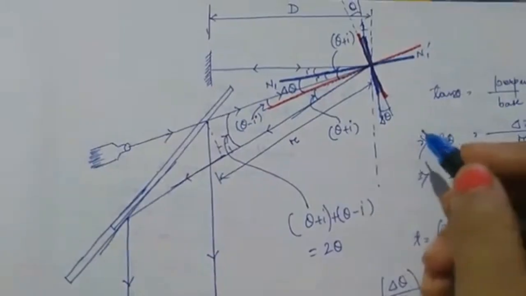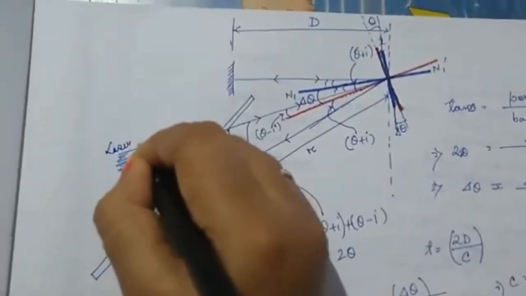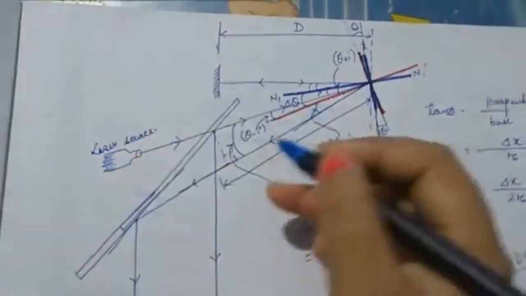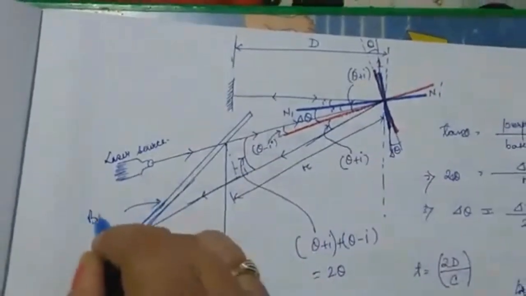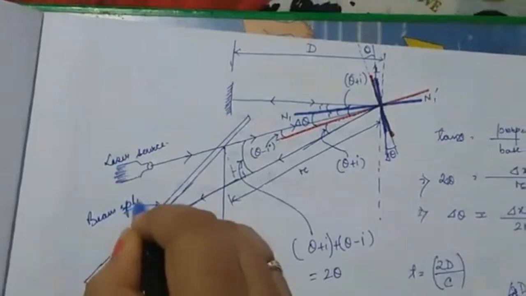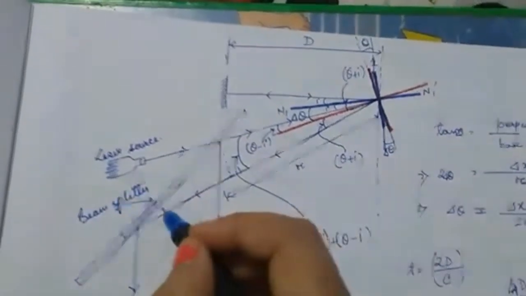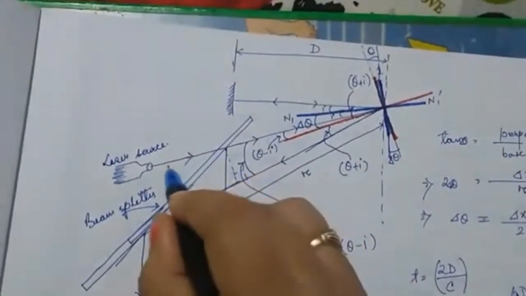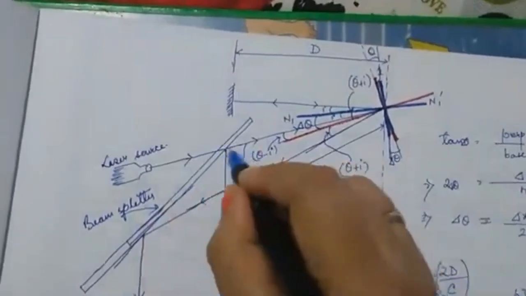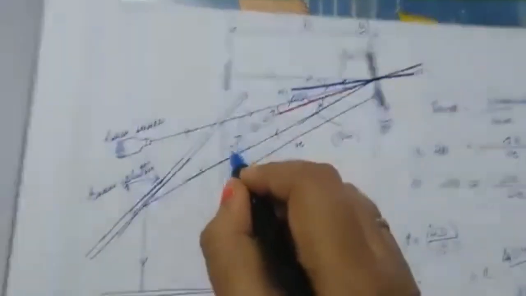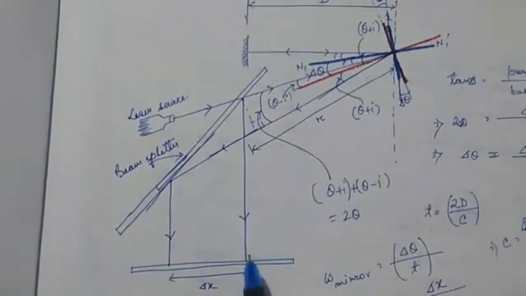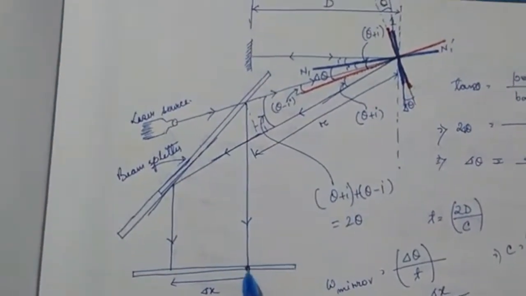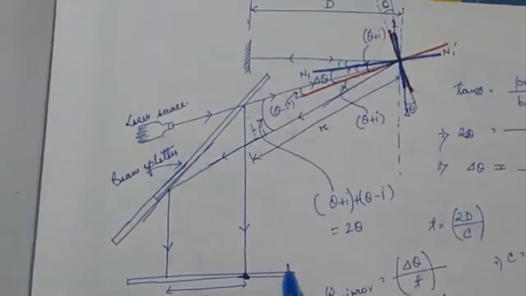Again, I'm repeating: this is a laser source, and the ray of light is coming like this. This is the beam splitter. The ray of light initially starting from here is split: a part will go in this direction and another part will come down like this. There is a fluorescent plate here, so it will note down whenever light falls on it. A spot will be created here, and that spot is noted.